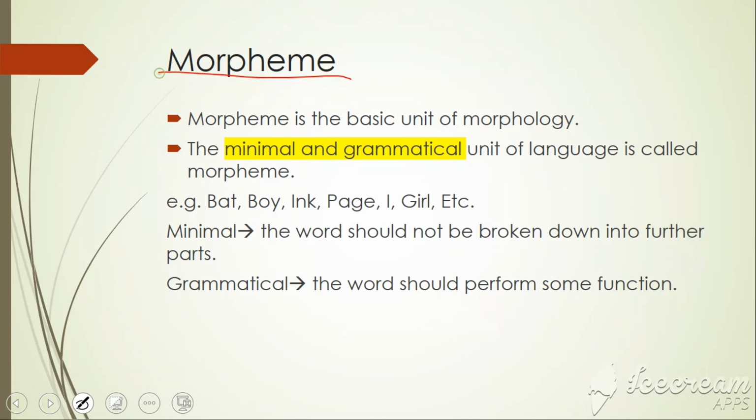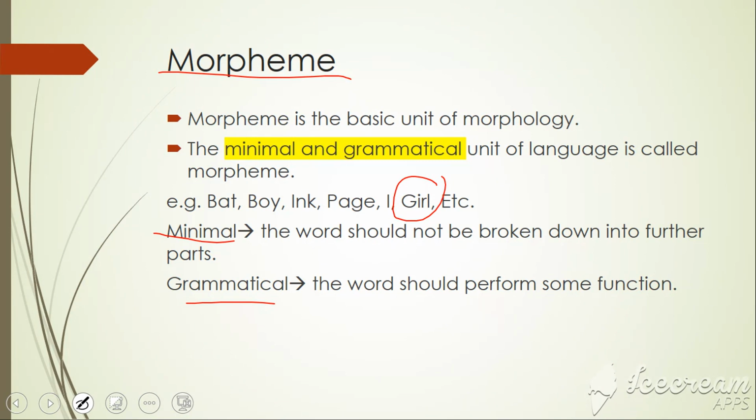What is morpheme? Morpheme is the basic unit of morphology. Yes, the basic unit of morphology. The definition of morpheme is that the minimal grammatical unit of language is called a morpheme. Now what is minimal and what is grammatical? Minimal means the word should not be broken down into further parts, and grammatical means the word should perform some function.